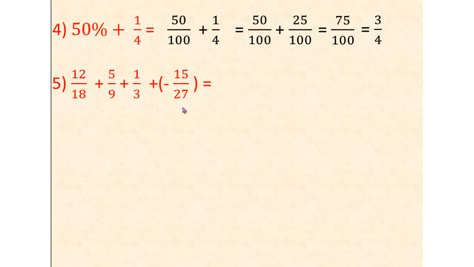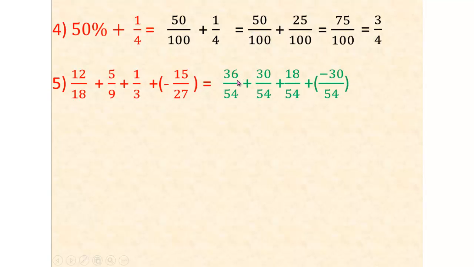My LCM here is going to be 54. So my four rational numbers are 36 over 54 plus 30 over 54 plus 18 over 54 plus negative 30 over 54, which equals 54 over 54, and any number over itself is going to equal 1. Let's go now for number 6.